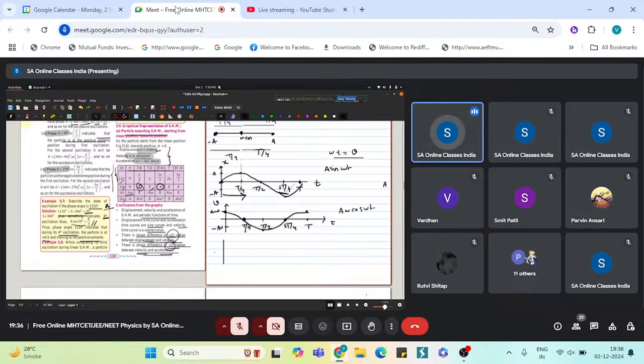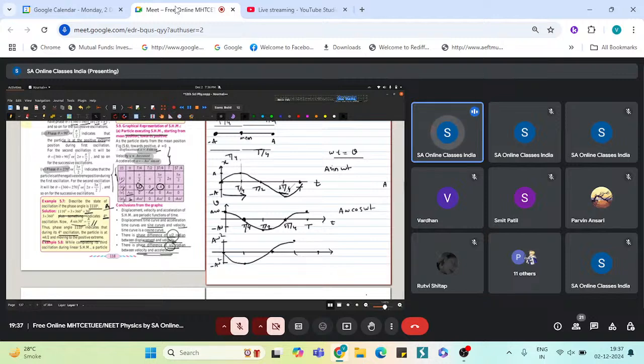And similarly, if we go ahead and plot the acceleration, the maximum value of acceleration is A omega square, and the minimum value is minus A omega square, with the same four points. What we'll get is we again start from 0, and then we go to minus A omega square, then again 0, then A omega square and 0.